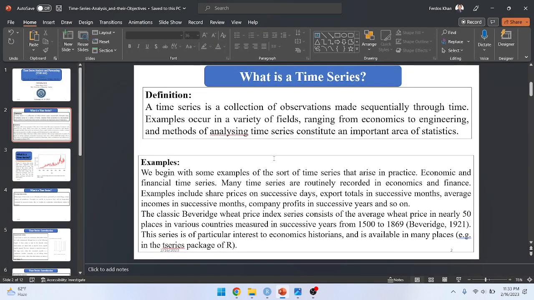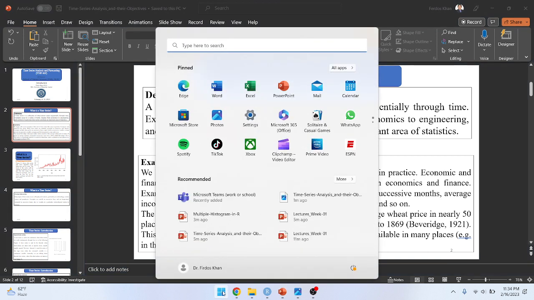You can see the definition of time series: a time series is a collection of observations made sequentially through time. Examples occur in a variety of fields ranging from economics to engineering, and methods of analyzing time series constitute an important area of statistics. There are a lot of examples, like engineering, meteorology, climatology, hydrology, finance, stock market, etc.